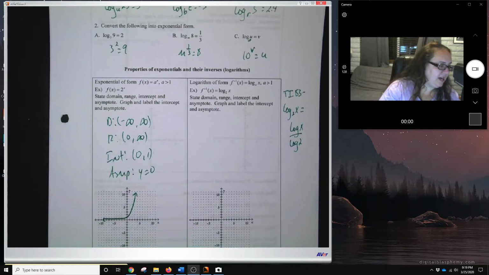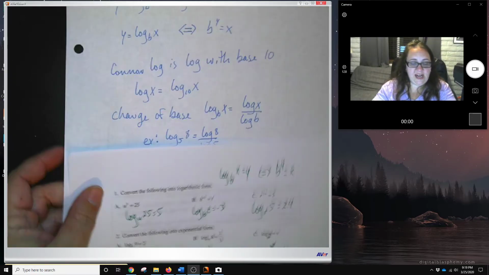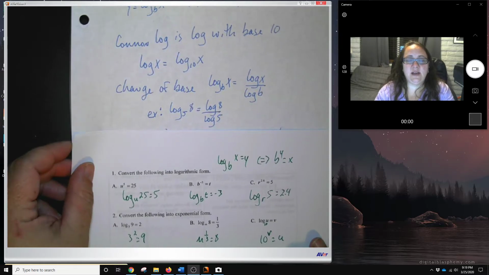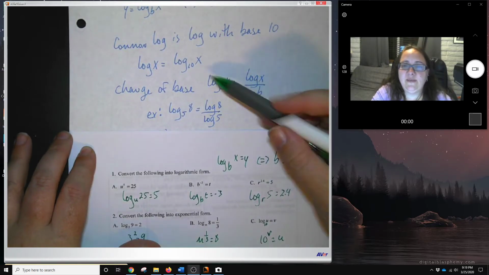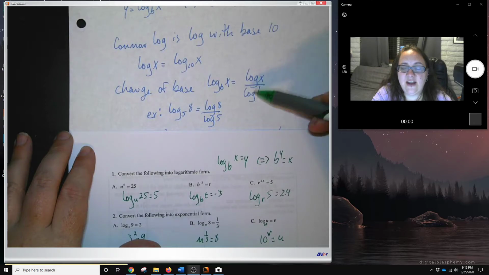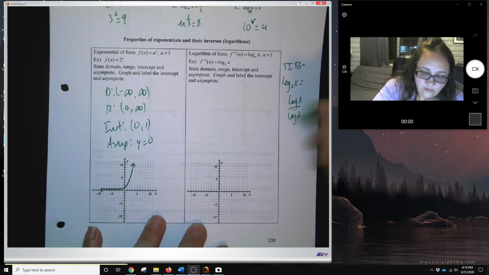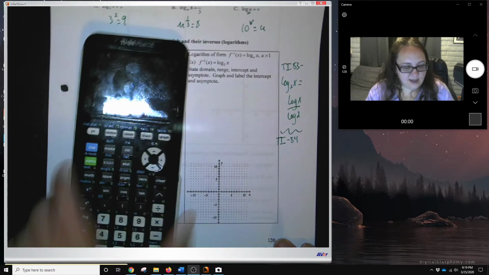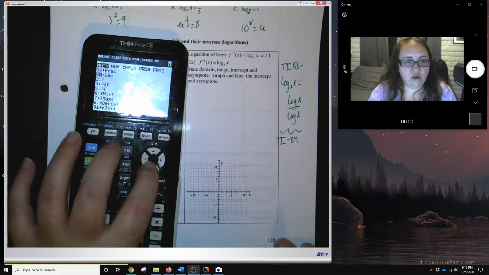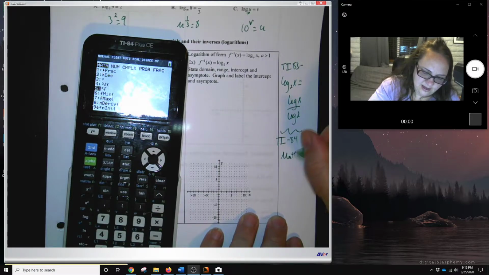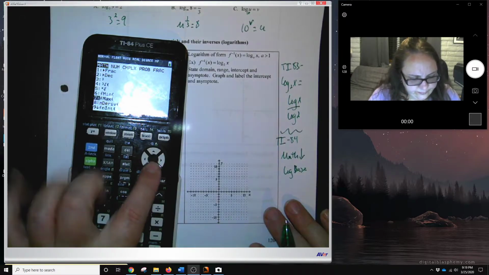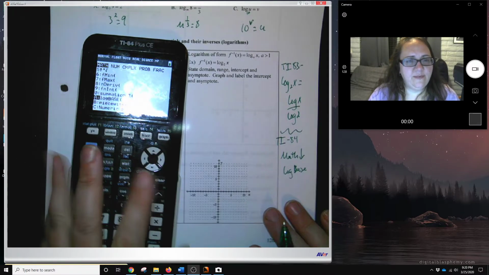Let's grab page 119 again and write that down. Okay, the change of base formula tells us that if we have log with base b of x, we could rewrite that as the log of x divided by the log of b. Okay, so then if you have a TI-84, you can change the bases. You just have to press math and then scroll down until you find log base. See it right there? It's letter A.